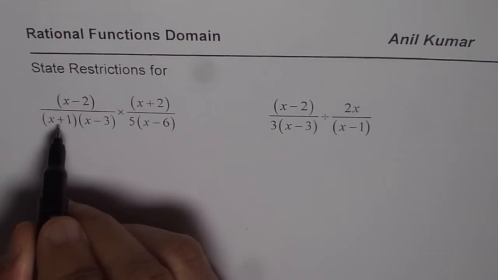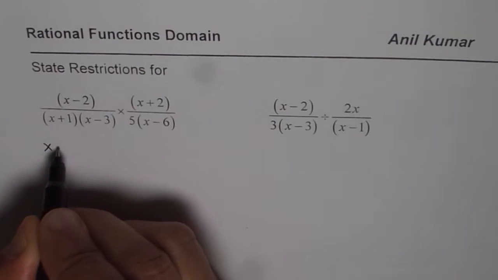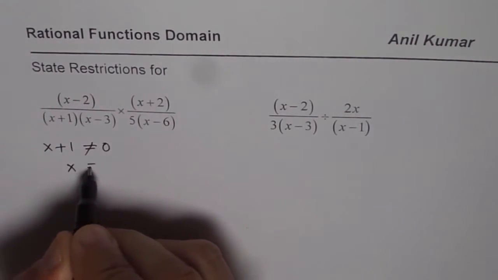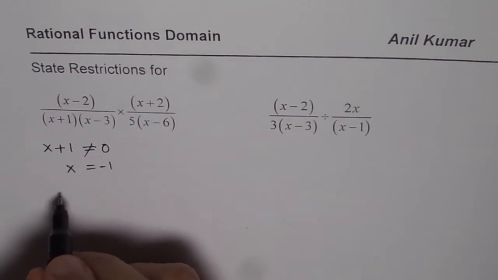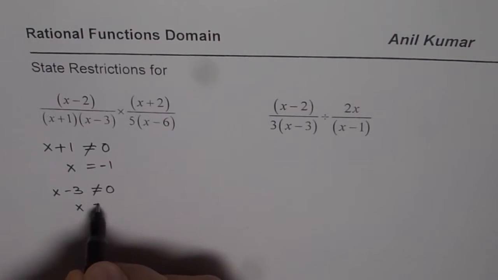Okay, so there are three factors in the denominator. Let us equate them one by one to 0. First one cannot be 0. It is in the denominator. That means x is not equal to minus 1. The second one is x minus 3. That cannot be 0. That gives us x equals 3.